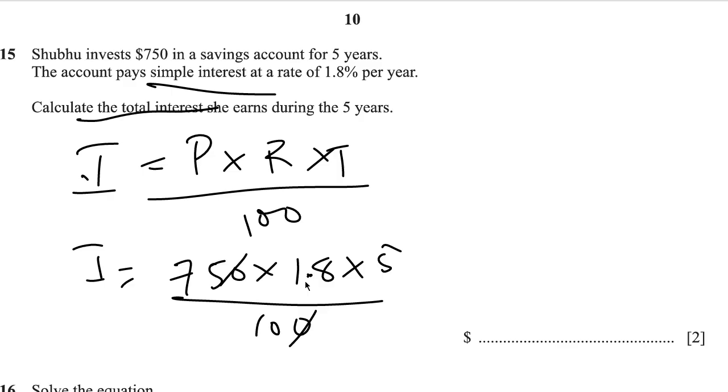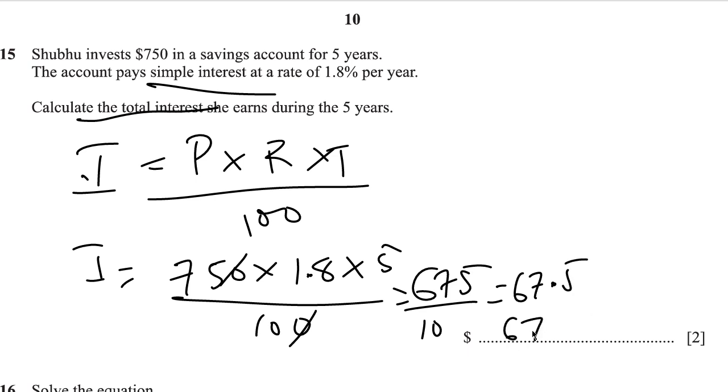And then 75 times 1.8 times 5 is going to be 675, and 675 divided by 10 is 67.5, so we could say $67.50, right? So that's the total interest she's going to earn during the 5 years.